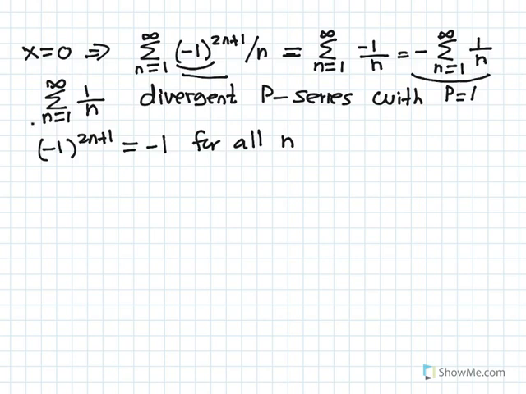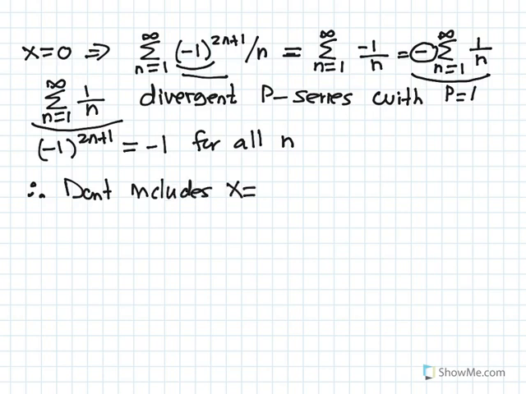And we know that summation 1 over n is a divergent p-series. That means the sum actually goes to infinity. With a negative in front, the sum will go to minus infinity. In any case, don't include x equals 0, because the series diverges at x equals 0. Don't include x equals 0 for the interval of convergence.